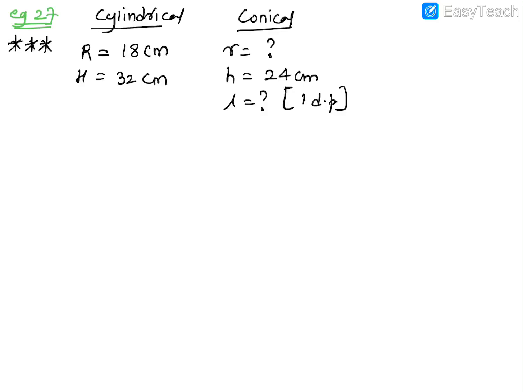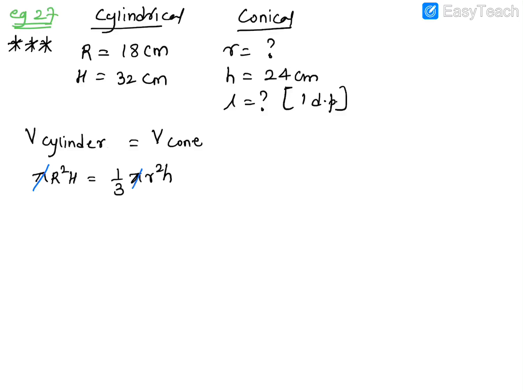Again, the volume of the sand is going to remain the same, right? So we can say the volume of the cylindrical bucket is equal to the volume of the conical heap. I can just say volume of a cylinder is equal to volume of the cone. What's the formula for volume of cylinder? Pi r squared h. Cone will be 1/3 pi r squared h.